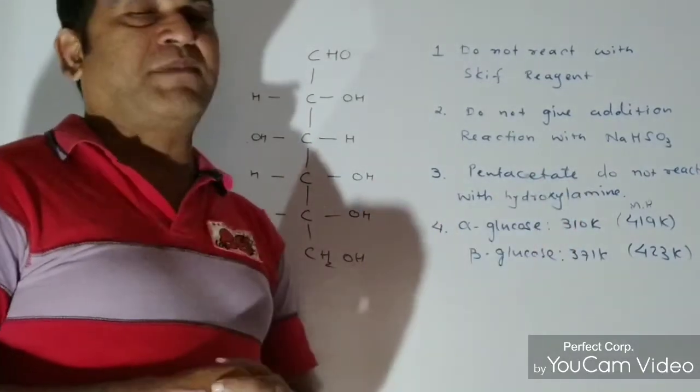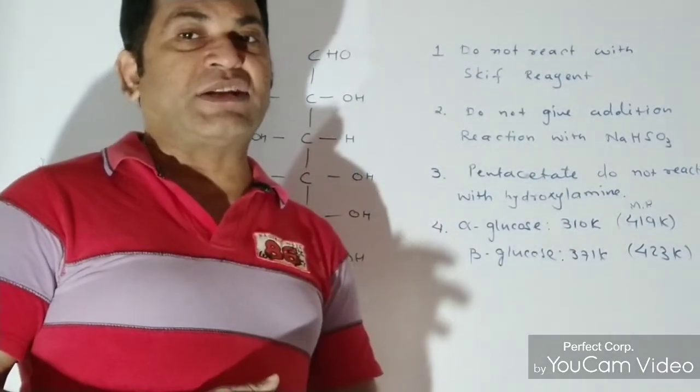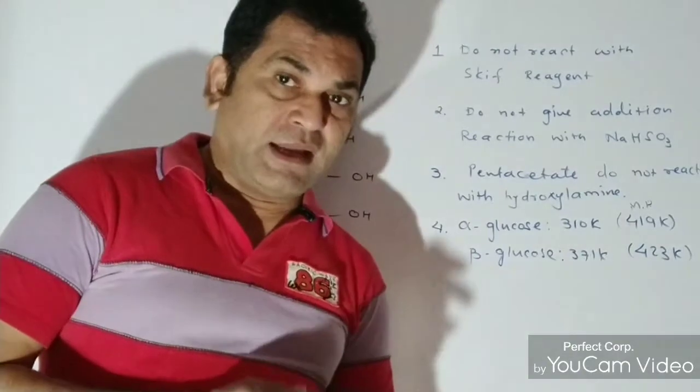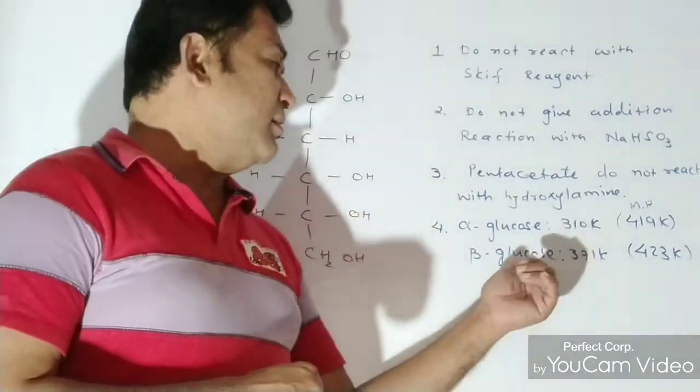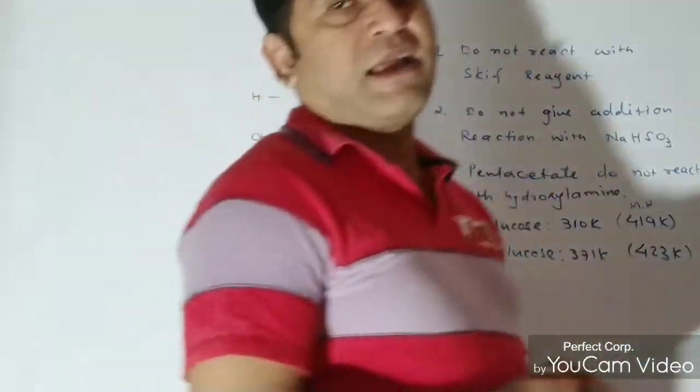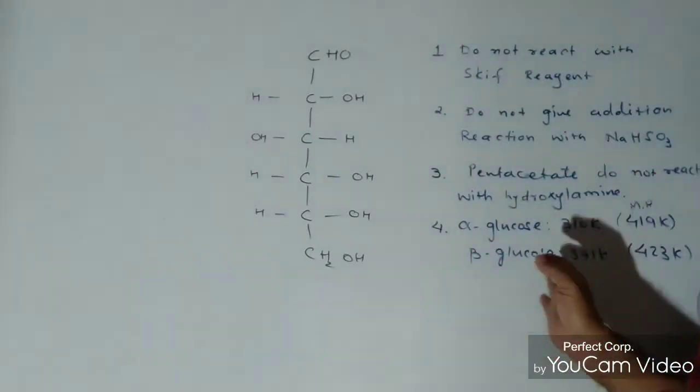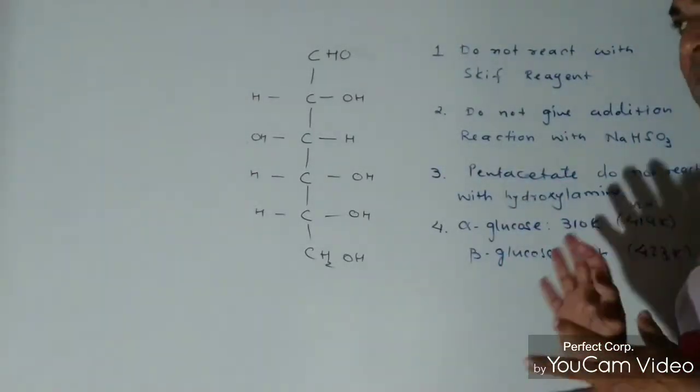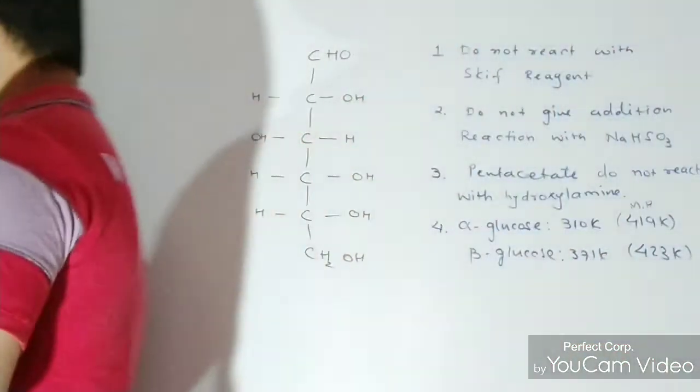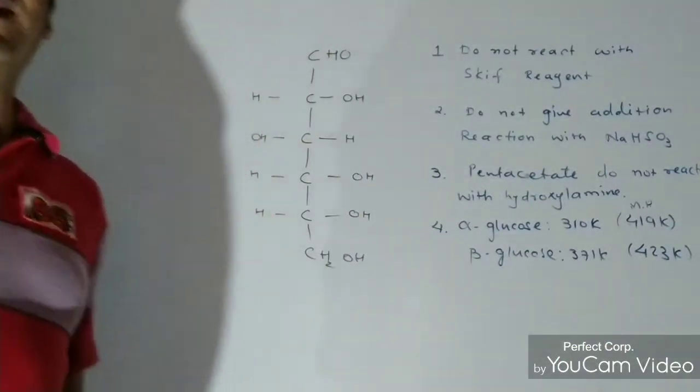How is alpha glucose prepared? By crystallizing at 310 Kelvin, alpha glucose is obtained, and by boiling the glucose at 371 Kelvin temperature, we are getting the beta glucose.